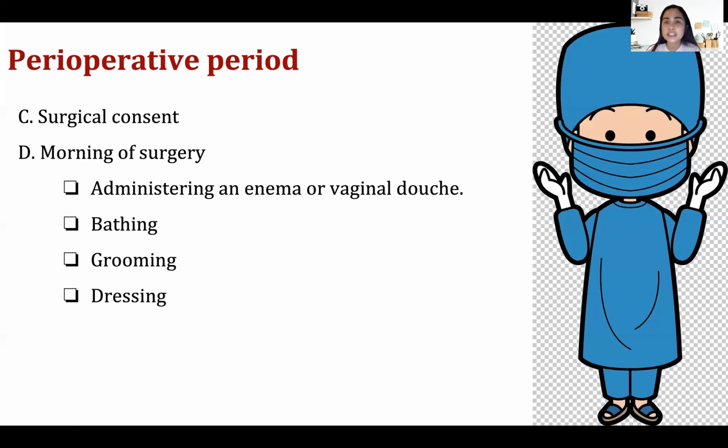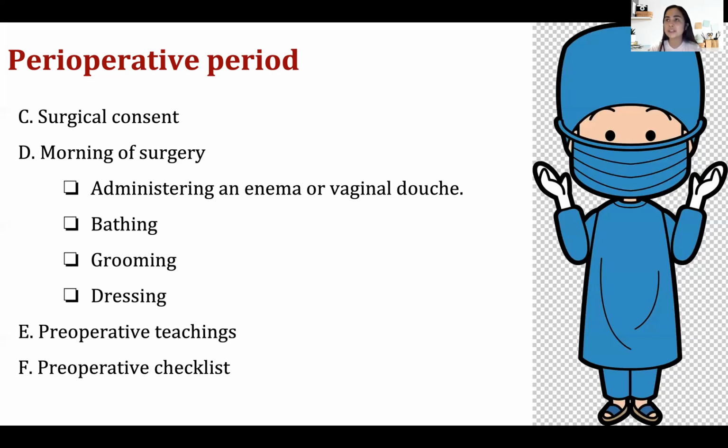And also, oral care is very important during the morning of surgery. You tell the patient to go for oral care if he can, or you can assist the patient with oral care, so the patient will be comfortable and will be groomed well. Next is dressing. Dressing is very important as well, like changing of gowns or the appropriate dress for the patient. So these are the preparations during the morning of the surgery.